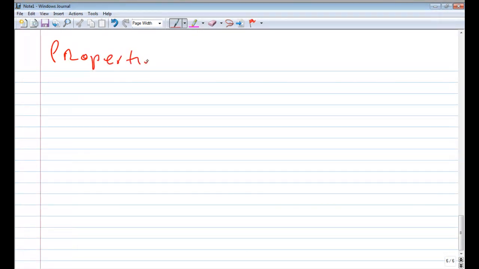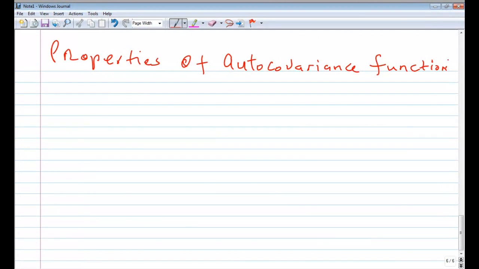Properties of autocovariance function. So autocovariance function in short is ACVF. ACVF stands for the autocovariance function. So from now onward, when we use ACVF, you must know that we're talking about the autocovariance function.